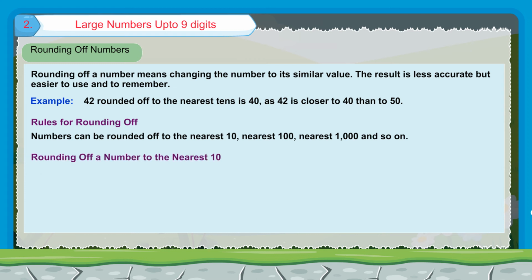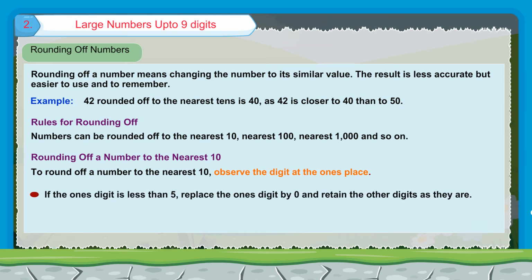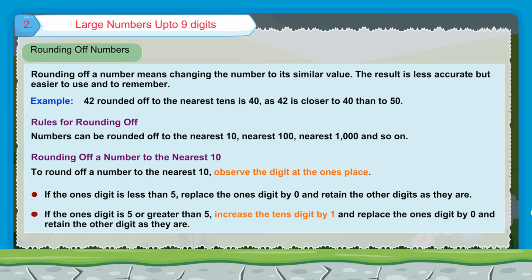Rounding off a number to the nearest 10. To round off a number to the nearest 10, observe the digit at the ones place. If the ones digit is less than 5, replace the ones digit by 0 and retain the other digits as they are. If the ones digit is 5 or greater than 5, increase the tens digit by 1, replace the ones digit by 0 and retain the other digits as they are.